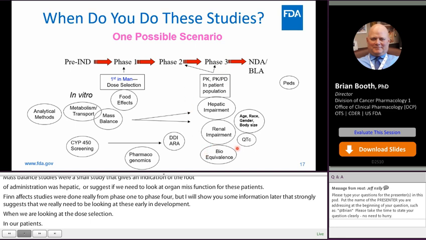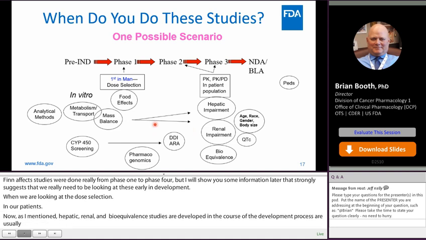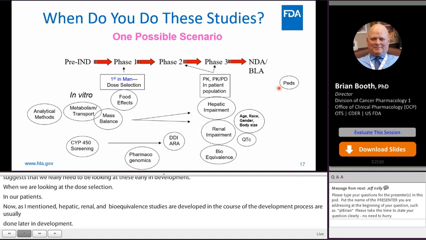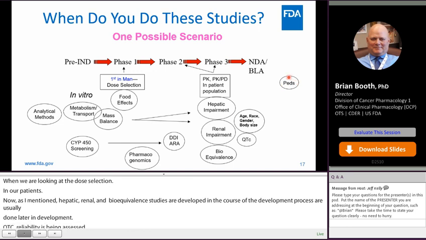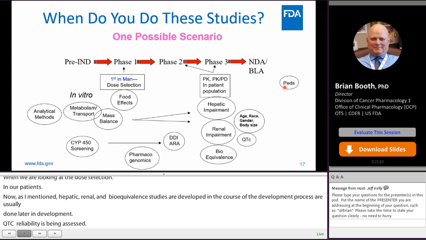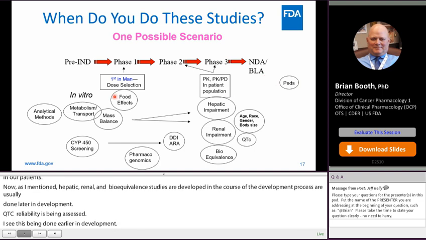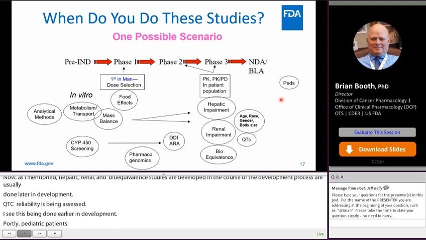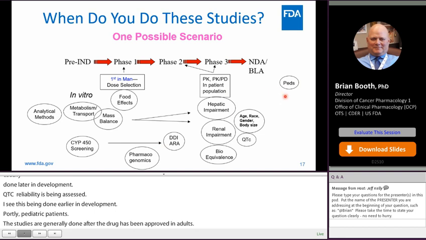Okay. QT liability used to be assessed quite late. More recently, I think we're seeing this being done earlier in development. And importantly, pediatric patients. These studies are generally done after the drug has been approved in the adults. And most of the clinical pharmacology information in adults is bridged to patients either with a combination of an efficacy pharmacokinetic study or based on pharmacokinetic extrapolation.